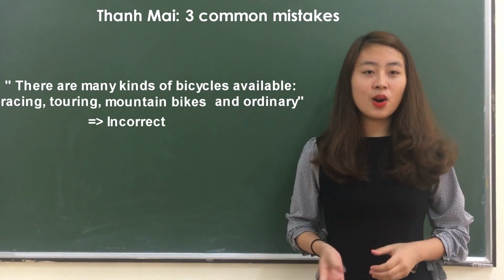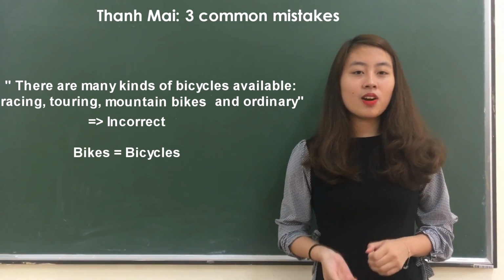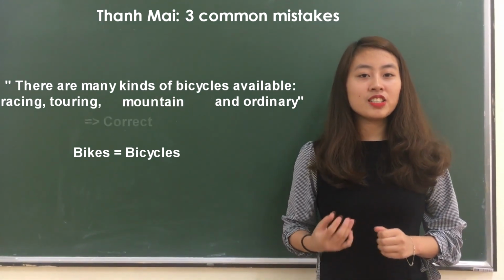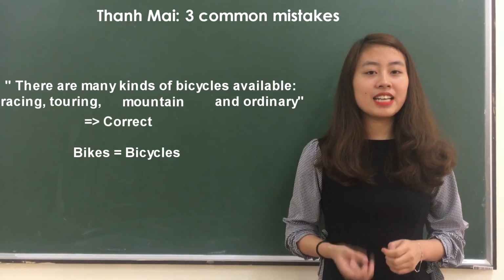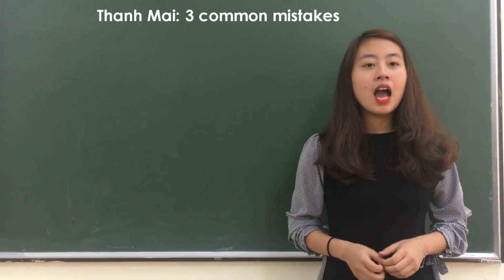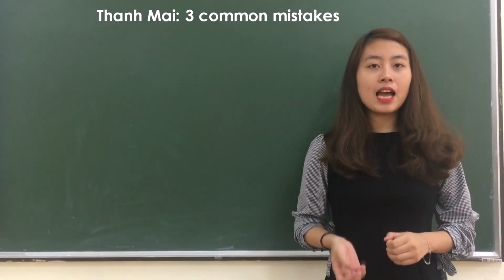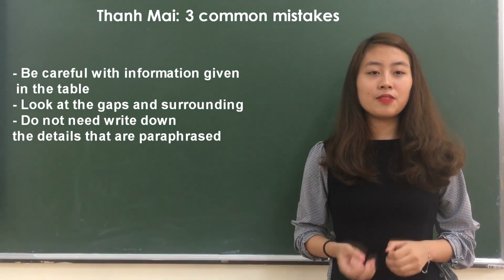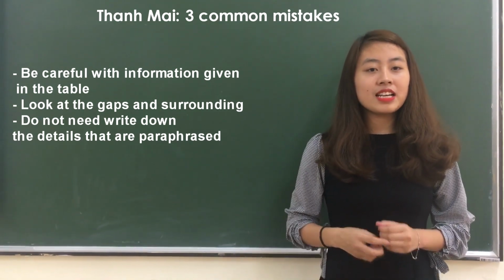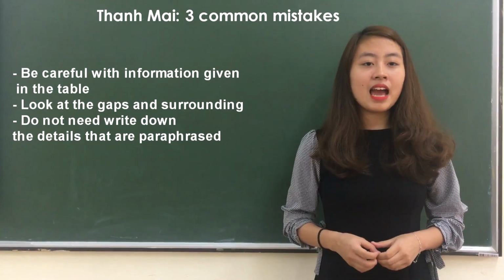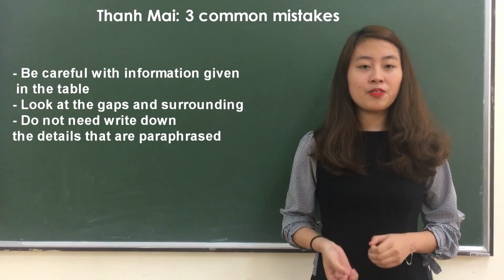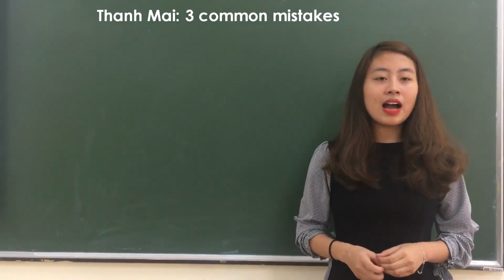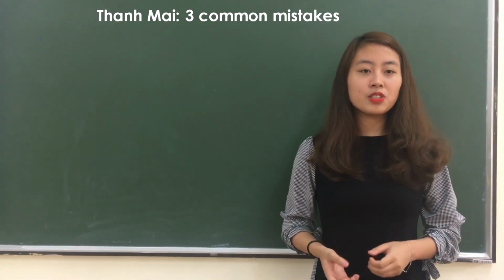It is incorrect. Bikes in the recording is a synonym of bicycle in the form, so you just need to write mountain in the gap, not mountain bikes. To avoid making this kind of mistake, you have to be careful with the information you are given in the table. Look at the gaps and surroundings. There are some details that are paraphrased and you do not need to write down again. Those are the 3 common mistakes I want to share with you.